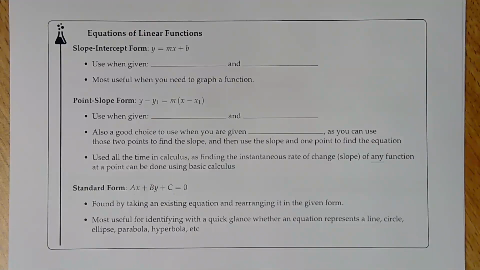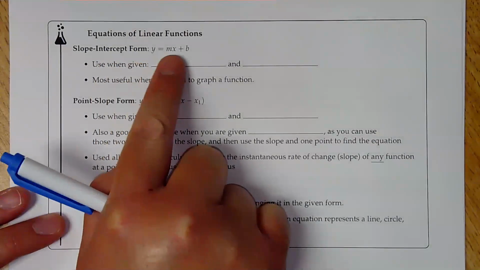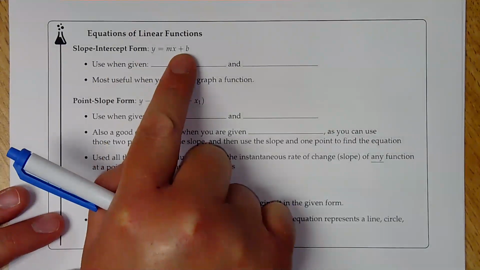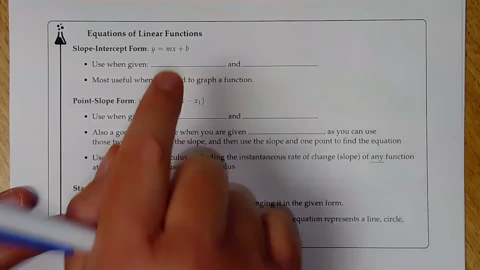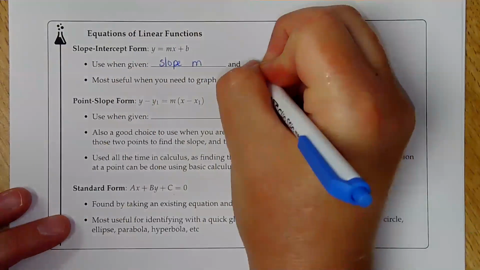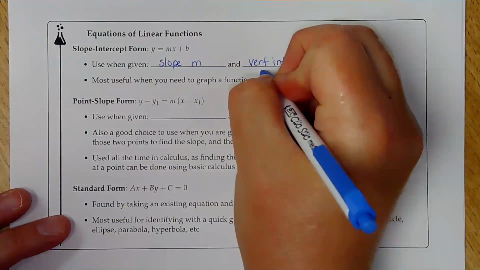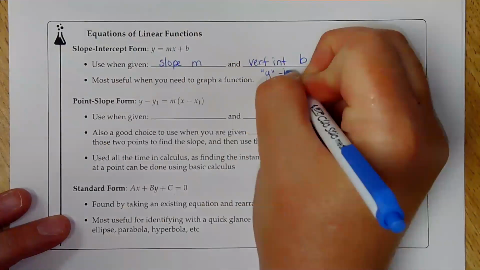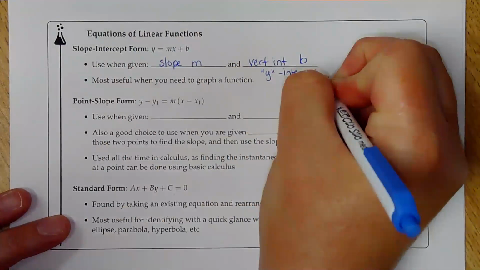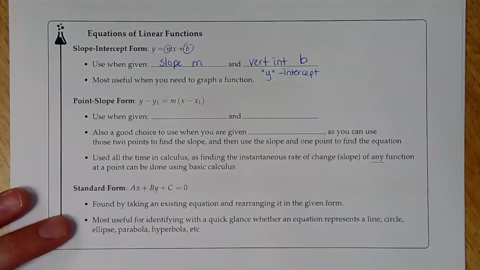All right, so let's look at some of the equations or forms of a linear function. In section 1.3, we learned about slope-intercept form, and that's y equals mx plus b. You want to use this form if you were given the slope, m, and the vertical or y-intercept, which we represent with the letter b. And if you're given those two things, you can just drop them right into the formula here and be done writing the equation. This form is the most useful form if you're being asked to graph a function.